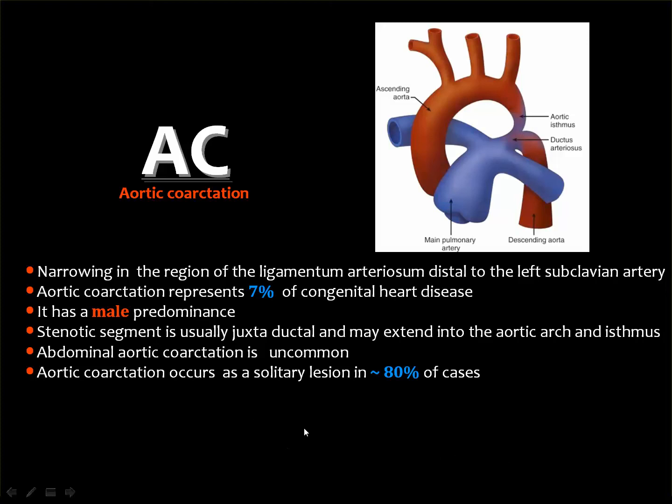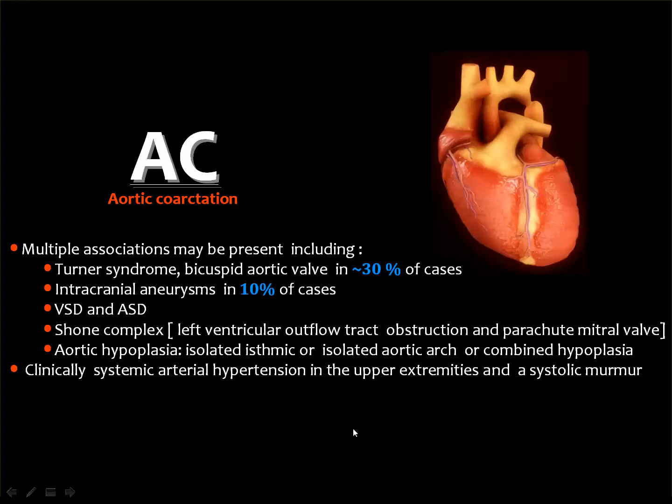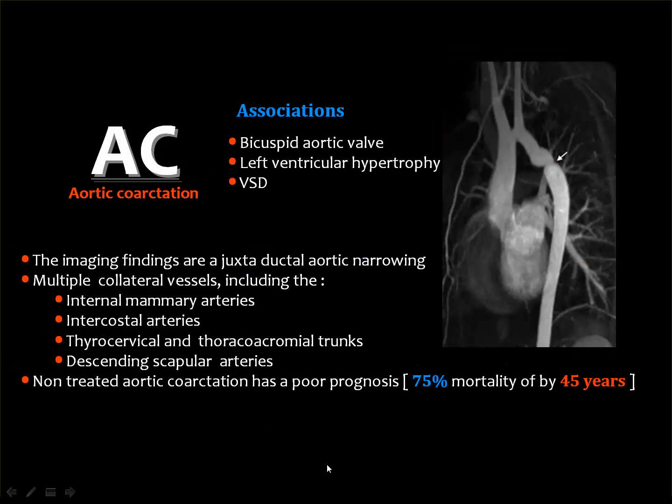Then aortic coarctation occurs as a solitary lesion in about 80% of the cases, and in the remaining 20% it is usually associated with other types of congenital heart disease. Associations with coarctation include Turner syndrome, bicuspid aortic valve, intracranial aneurysms in about 10%, VSD and ASD, and Shone complex, which is left ventricular outflow tract obstruction and parachute-like mitral valve, then aortic hypoplasia, as I have mentioned before.